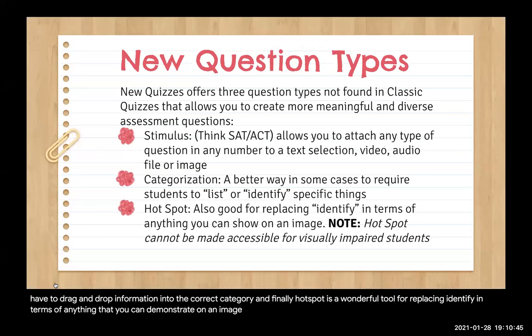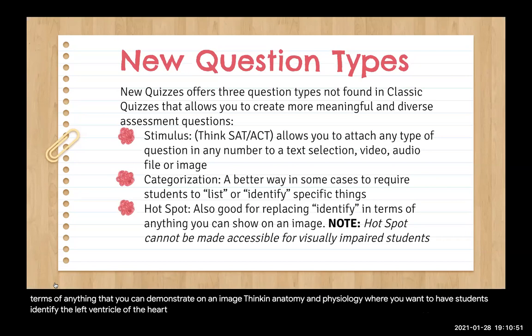image. Think in anatomy and physiology, where you want to have students identify the left ventricle of the heart, or in geography, where you want students to locate China on a map. Both of these are wonderful hotspot questions, but there is one caveat.